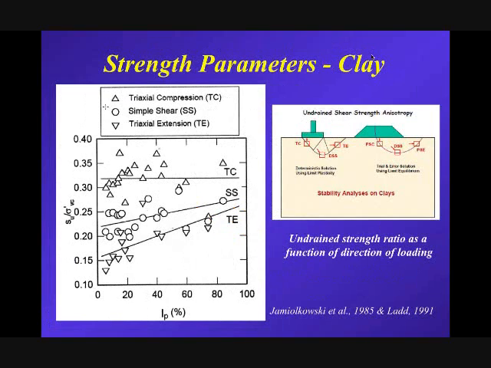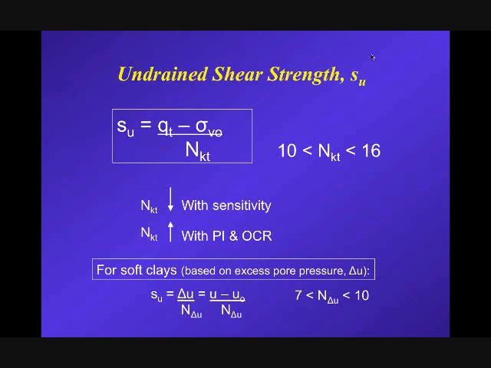Now, when it comes to the undrained strength of clays, one of the challenges is the realization that there's no unique value of undrained strength. It is a function of direction of loading. And so when people have tried to estimate the undrained strength of clays, the key is to realize which one you are trying to link to. And the form of the relationship is essentially that the undrained strength is the net cone resistance divided by some constant. And theory says that that constant varies from about 10 to 16, with about 14 or 15 being the norm, and then that constant tends to decrease with increasing sensitivity and tends to go up a little bit with increasing OCR or plasticity index. And in very soft clays, you can actually estimate the undrained strength from the excess pore pressure, and that's popular in very soft sediments and in the offshore industry.